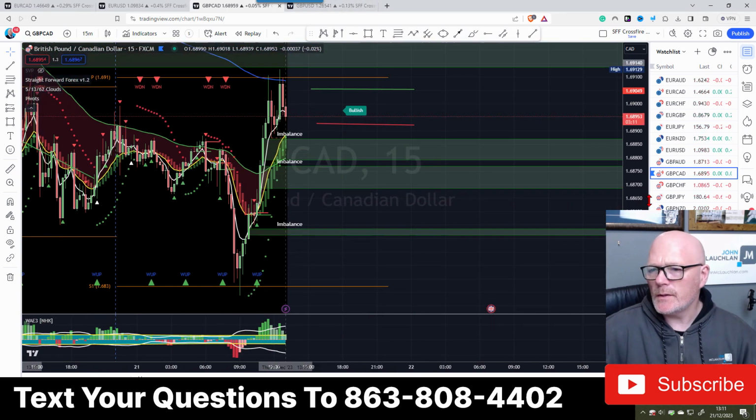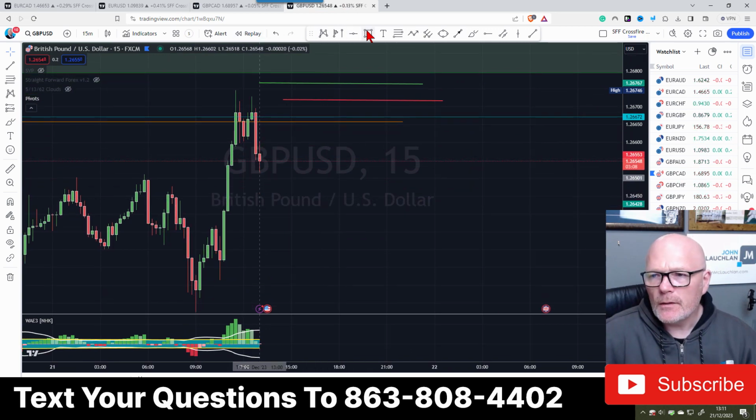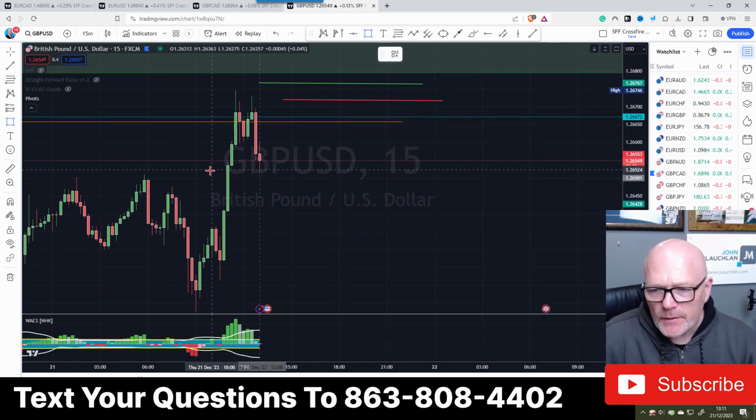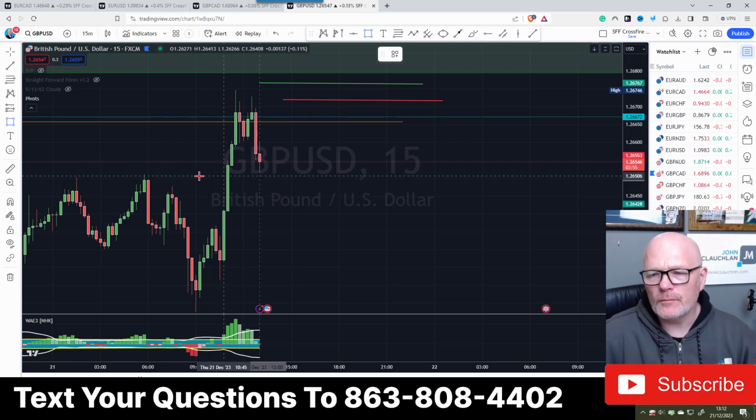Right, GBP USD, let's just do that one, that's the last one. So again, imbalance in a similar place. Currently it's there, so we know this is imbalance. We can clearly see that, and price is going down. So you put imbalance on here, you're going to end up moving it.